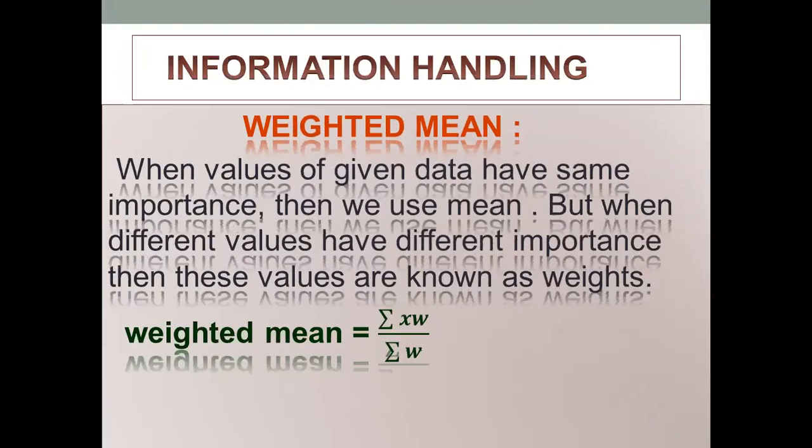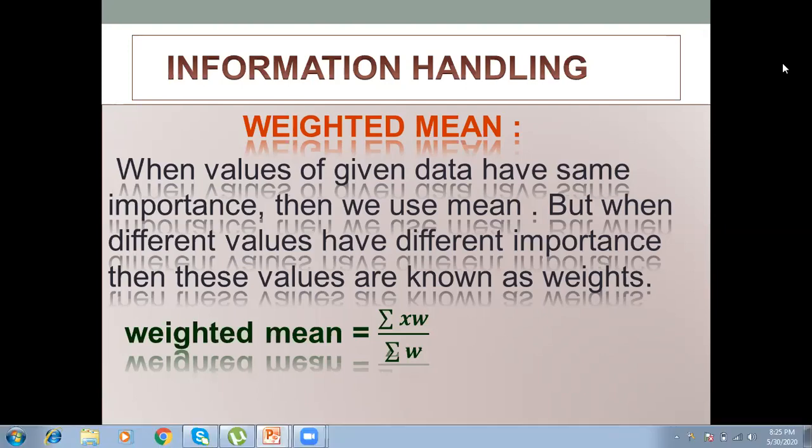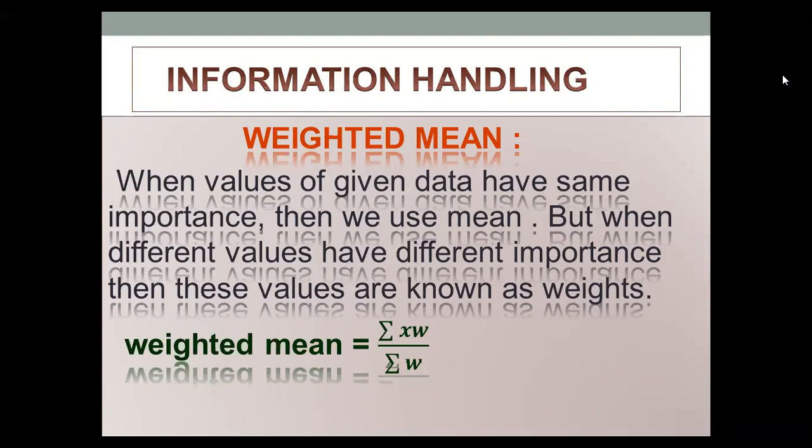Now we have the weighted mean. When the values of the given data have the same importance, then we use the mean. But when different values have different importance, then these values are known as weights. And we use the formula for the weighted mean: summation xw over summation w. This notation is called summation. Weighted mean is summation xw over summation w.